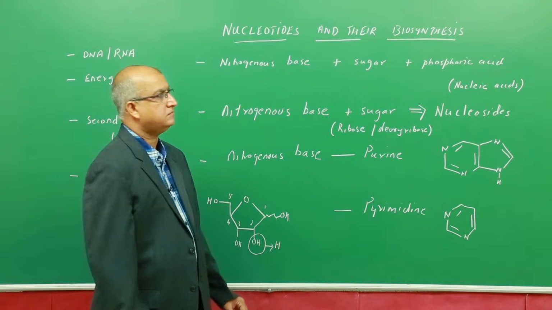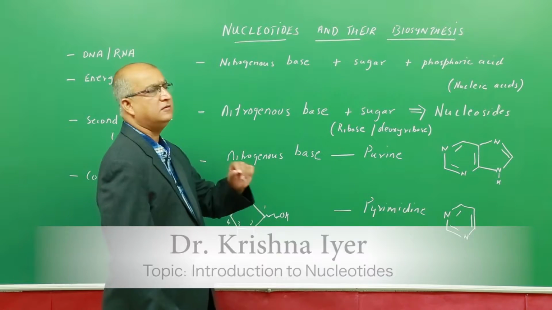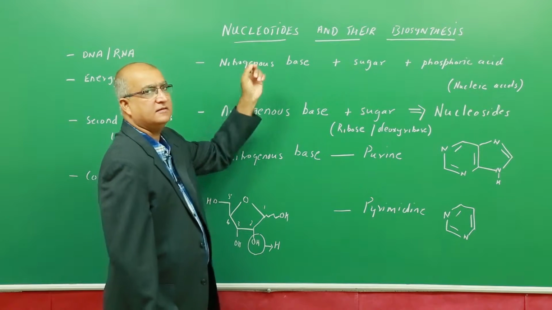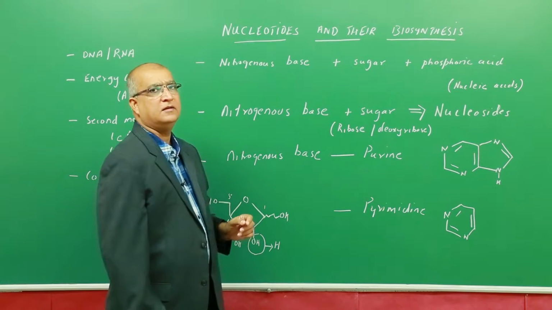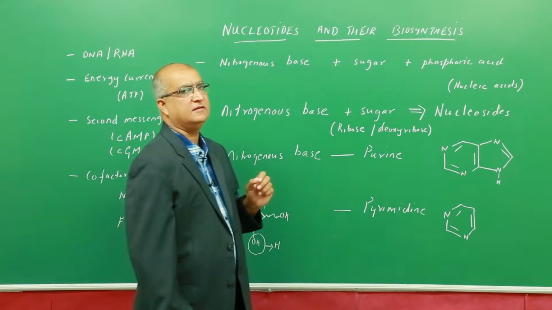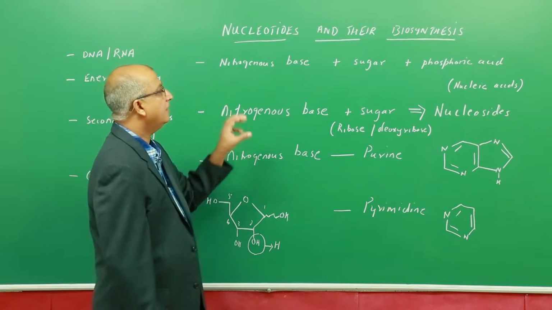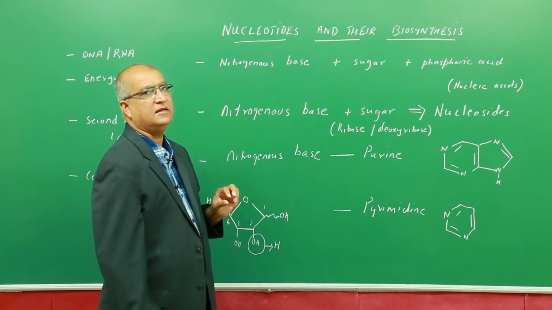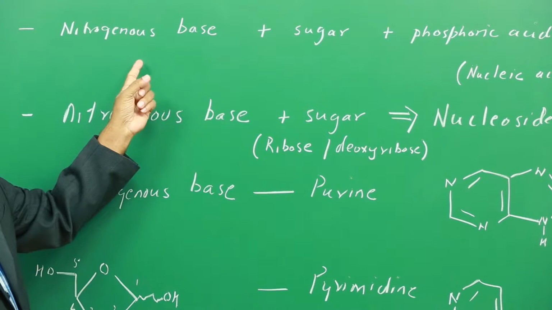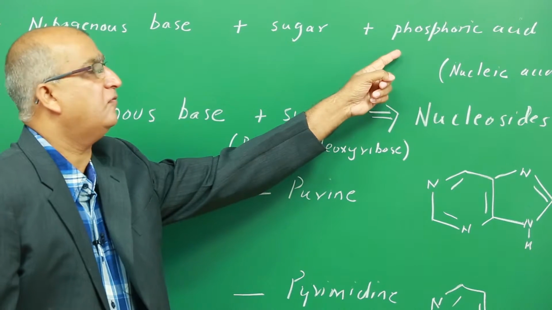In this lecture, we are going to explore a group of important biomolecules referred to as the nucleotides or nucleic acids, and we are going to look at both what they are and how they are biosynthesized in a cell. Now, nucleotides or nucleic acids contain three subparts in their structures. They are composed of a combination of a nitrogenous base, a sugar, and phosphoric acid.